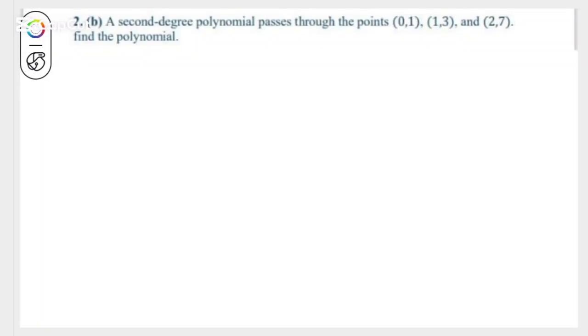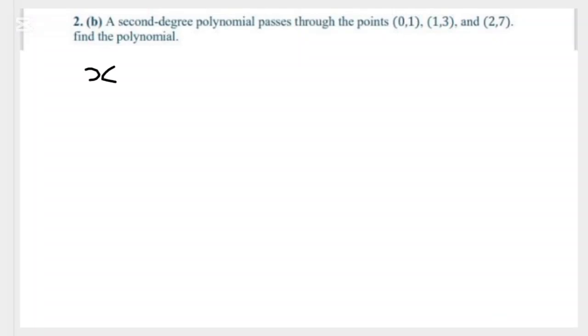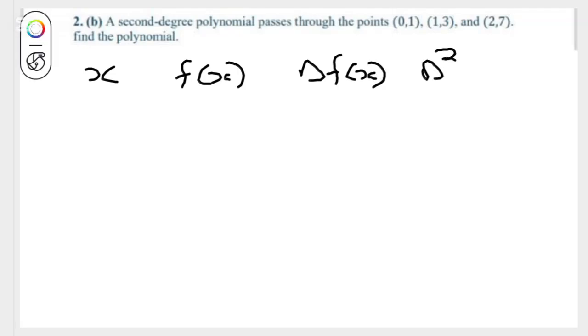A second degree polynomial passes through the points (0, 1), (1, 3), (2, 7). So we are to find the polynomial. The first thing you are going to do, guys, is don't forget we have x, we have f of x, and we have d square f of x. You have to take note of this.